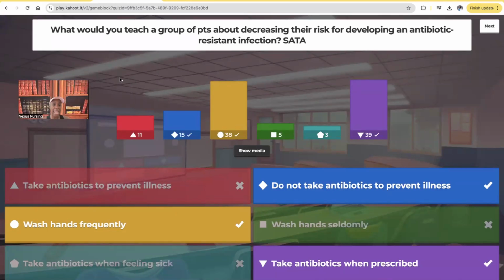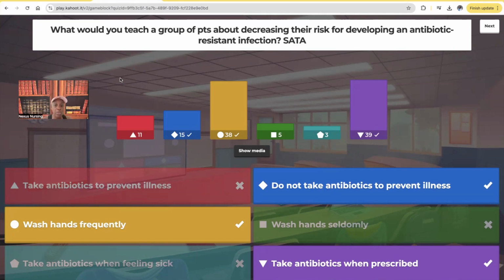Let's talk about it. 11 of you guys chose take antibiotics to prevent illness. No. That is a way of increasing your risk for antibiotic resistant infections. There are just very select and particular cases where we would give antibiotics prophylactically, right? Very specific cases, but generally speaking, you do not do that. Otherwise, you increase your risk of developing antibiotic resistant infection. So we're not going to choose that.